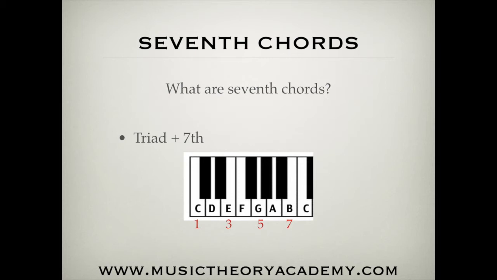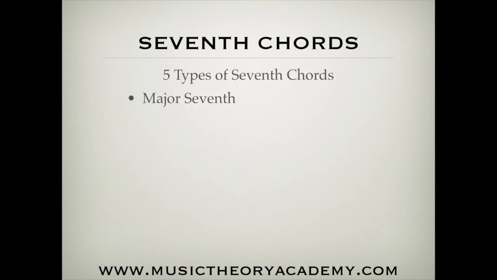Now you get your 5 different types depending on what triad you use and what type of seventh you add. But the thing to keep in your mind is that seventh chords are simply a triad with a seventh added on top. So let's have a look at the 5 types of seventh chords that you're going to come across. The first one we're going to look at is the major seventh.